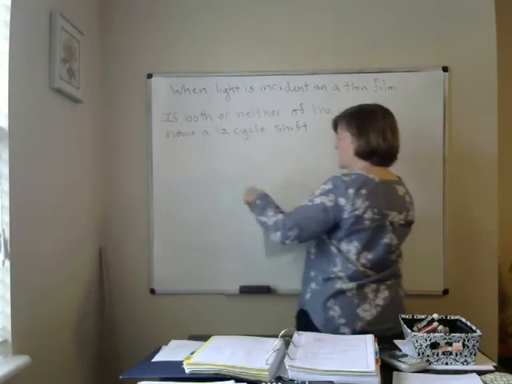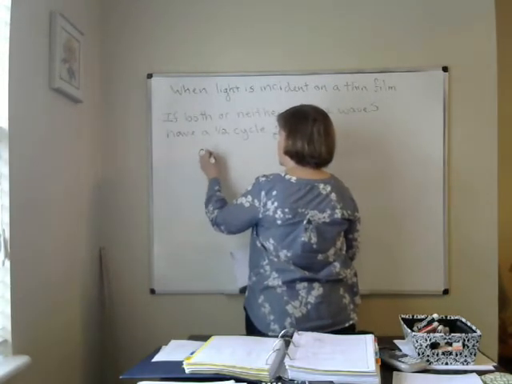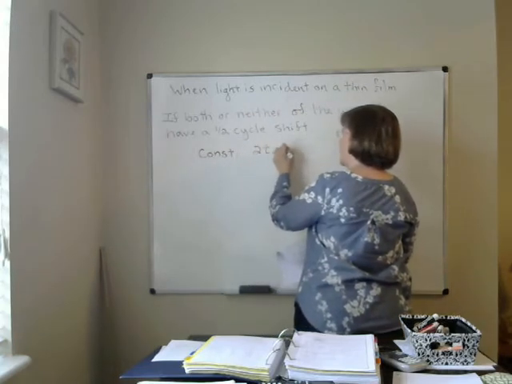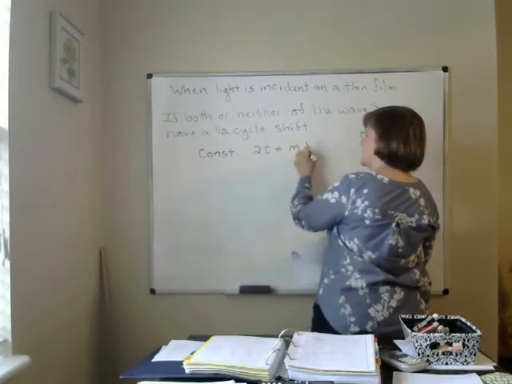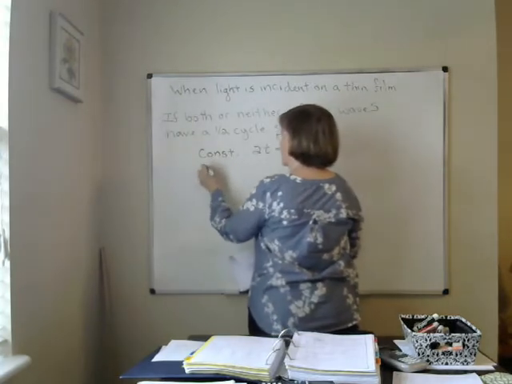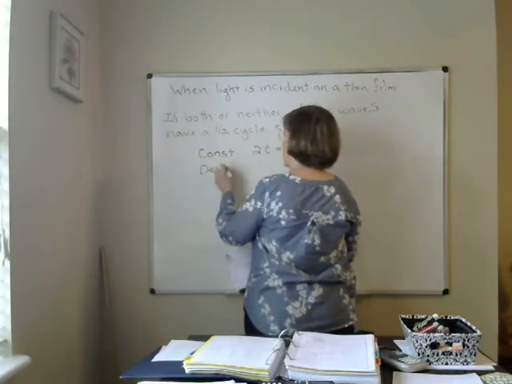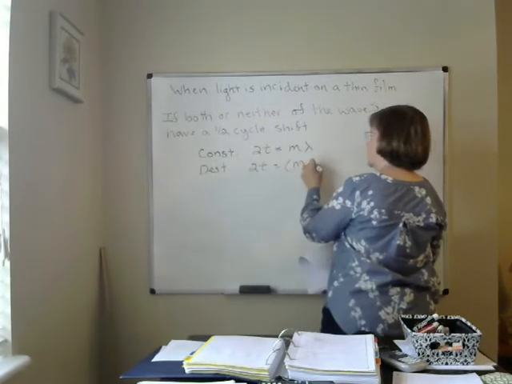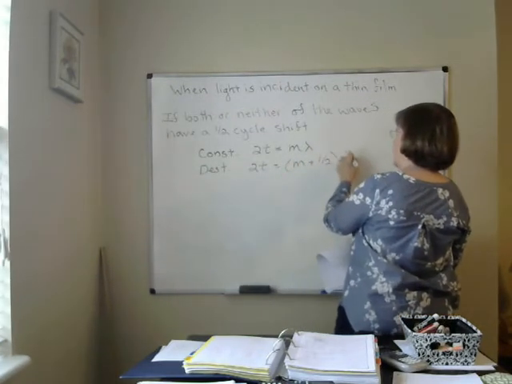Then we're going to get constructive interference anytime 2t is a whole number of wavelengths. And we're going to get destructive interference anytime 2t is equal to m plus 1/2 wavelengths.